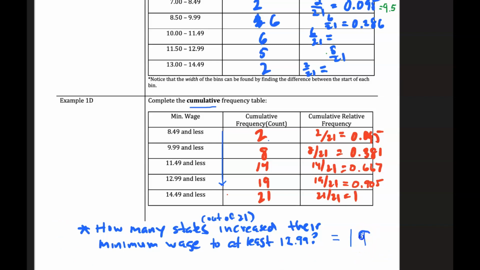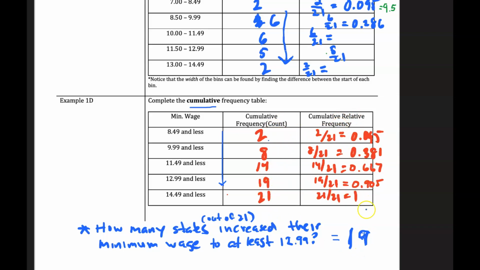19 comes from the accumulation of these as we keep adding them, and those came from these values here as we added them up. And so then you get 19, and of course, the number of states that are $14.99 or less is 21, or all of them. That's how it's done, by just accumulating, continuing to add those. And then the relative frequency comes from taking this amount divided by the total.